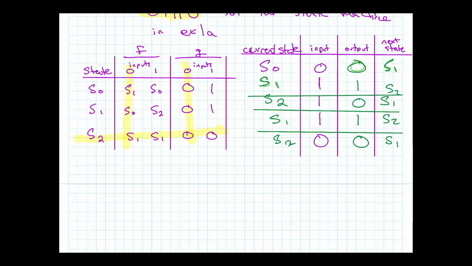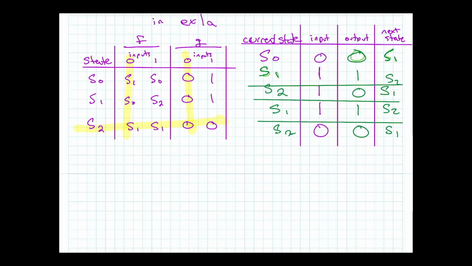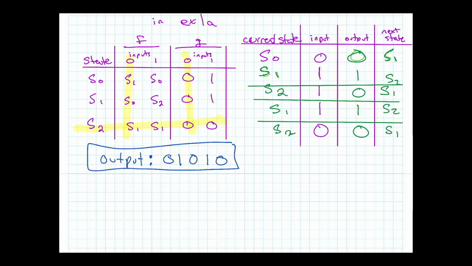So what do we get? First of all, we trace this out, and what we see for the output is 0, 1, 0, 1, 0. That's the output, based on just what we just figured out.